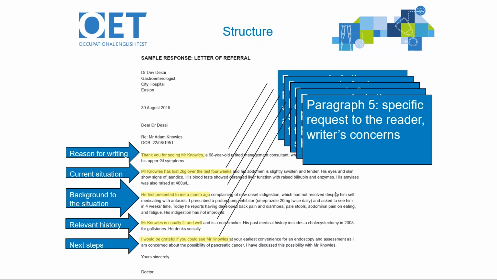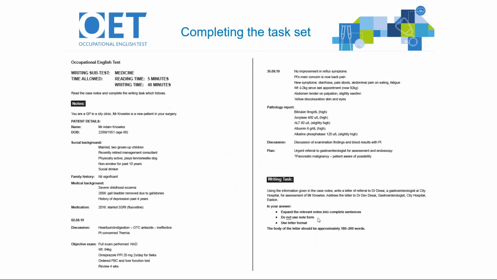And finally, paragraph 5 makes a specific request of the reader about what is required here, as well as the writer's concerns, in this case, what they suspect the condition to be and what they want the reader to ascertain if that is correct. So let's compare this with the case notes. So here the case notes are coming up on their screen. Apologies that they are quite small, probably, to view.